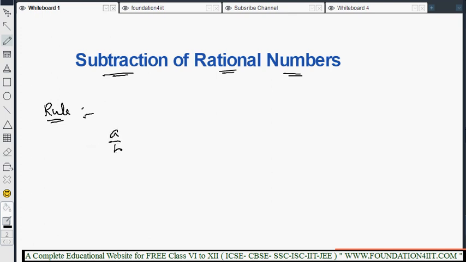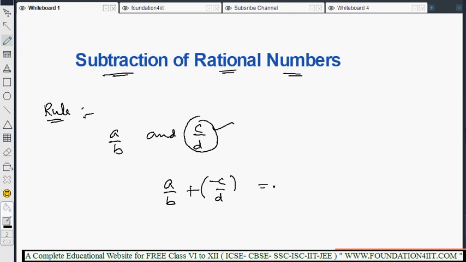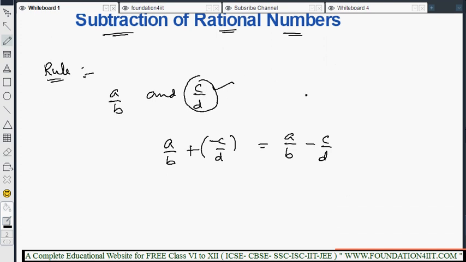For example, take a by b and c by d. Then we need to subtract c by d from a by b. So we take a by b as is, and we need to add the additive inverse of c by d. The additive inverse of c by d is minus c by d. So if you add minus c by d to a by b, that is nothing but subtraction. That is a by b minus c by d, we can write. I'll explain some examples.